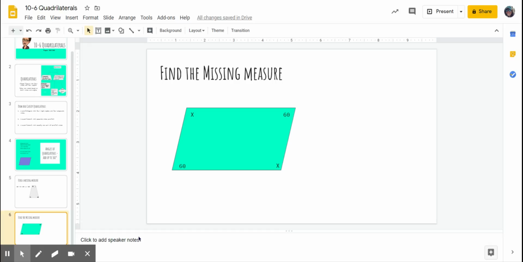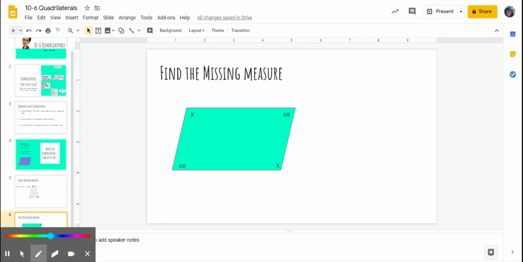So in this case, remember the definition of a parallelogram was that it had two pairs of opposite sides that were also congruent. So if the sides are equal, that also means that the angles are going to be equal. So because these two are 60, the other two are also going to be equal to one another.